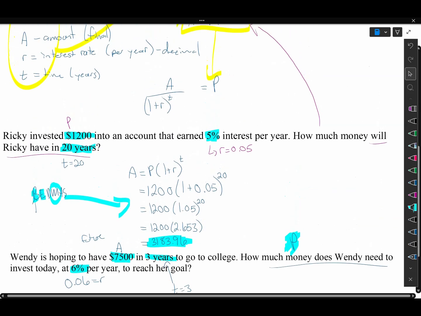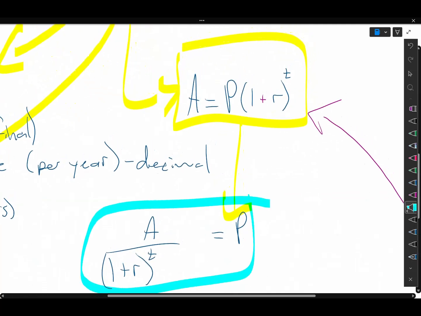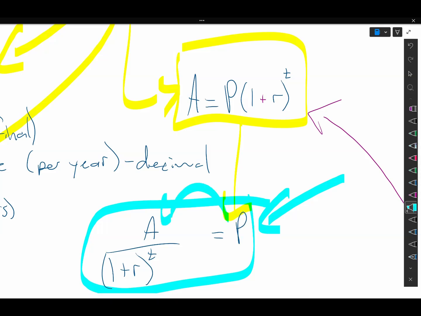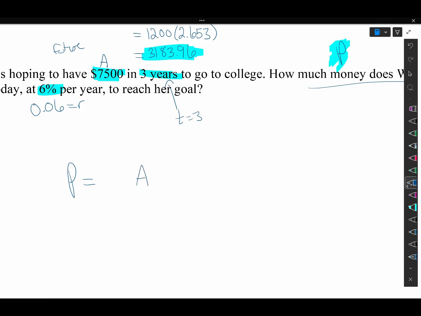And if we're looking to find a P value, let's head up to look at our equations. If I'm looking to find a P value, this is the equation I need because my P value is isolated. This allows us to calculate P from working with A, R, and T. So I'll copy down this whole equation. Our P value is equal to our A value divided by 1 plus R to the power of T, to the exponent T. Fantastic.